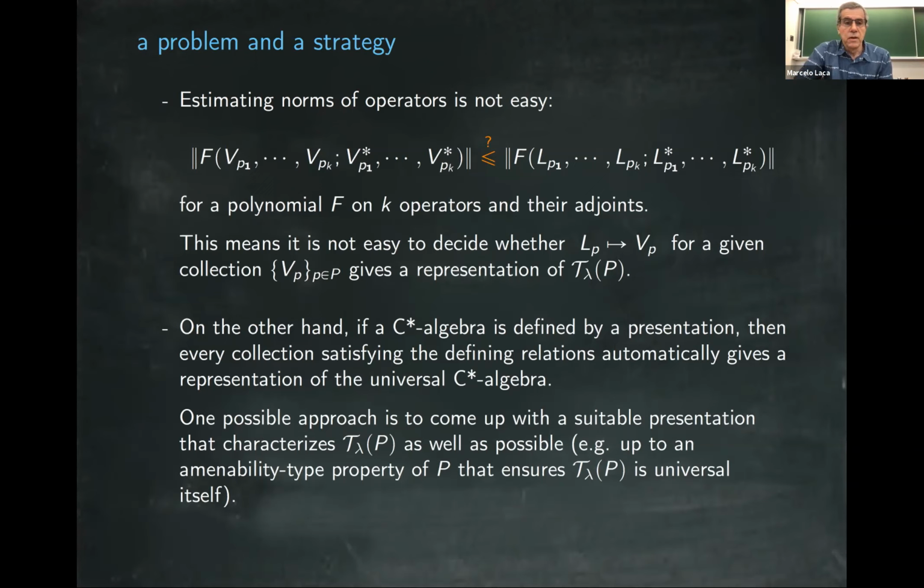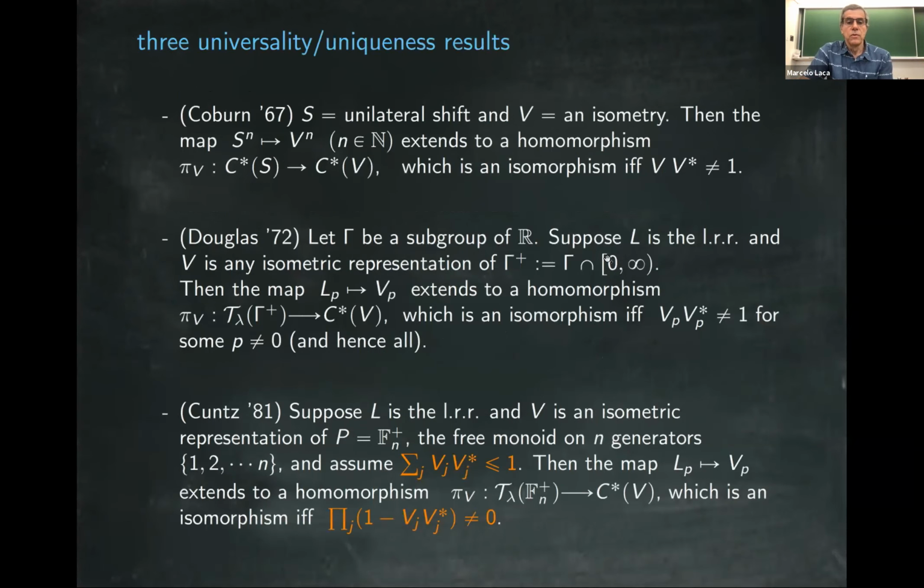Anyway, so here are three situations which we know from classical situations. One is Coburn's theorem from the late 60s, which is if you take a unilateral shift, that's the left regular representation of the semigroup N, and you take any other isometry V, then you can map the powers of the shift to the powers of the isometry. And that map extends to a homomorphism from the C-star algebra of the shift to the C-star algebra of V.